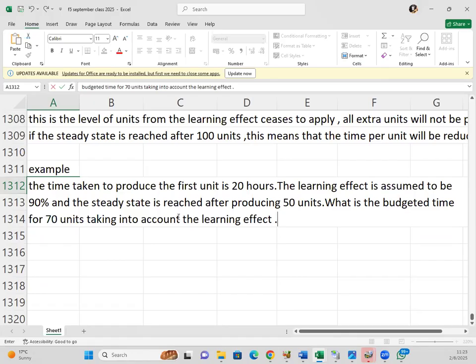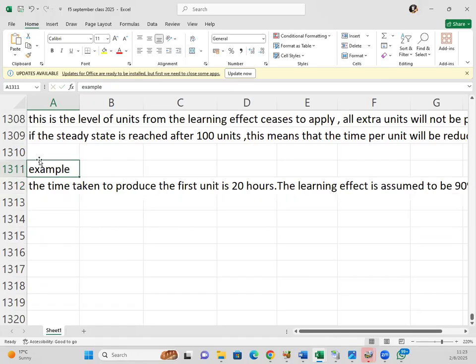So the learning effect is actually used to predict the amount of labor, or the time, that we are going to need. We are told that the first unit is taking 20 hours. Then we are going to be enjoying a 90% learning effect. Then after 50 units, the learning effect stops, or we reach a steady state. So for the additional units after the 50th unit, we won't be enjoying the learning effect.